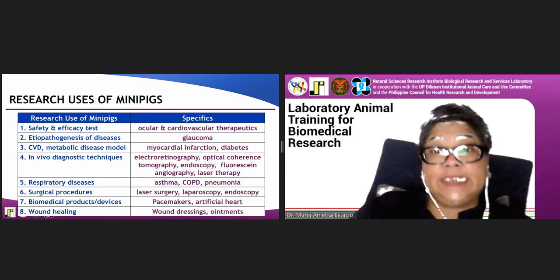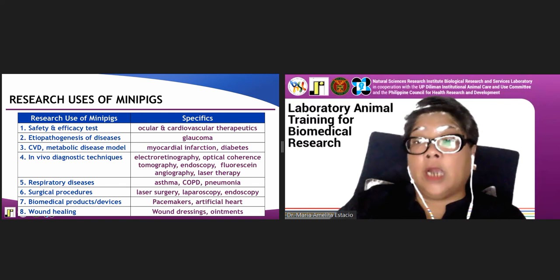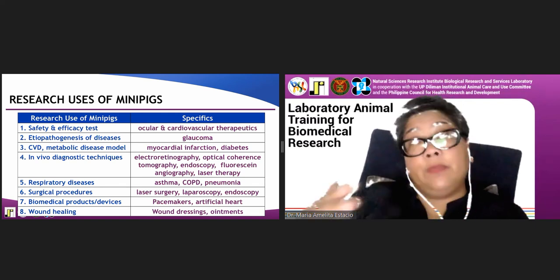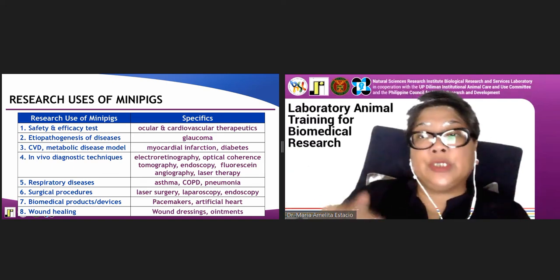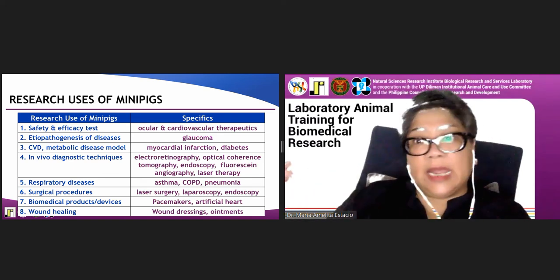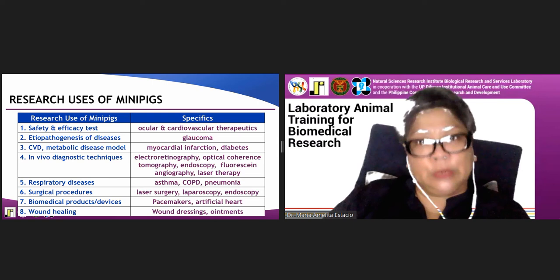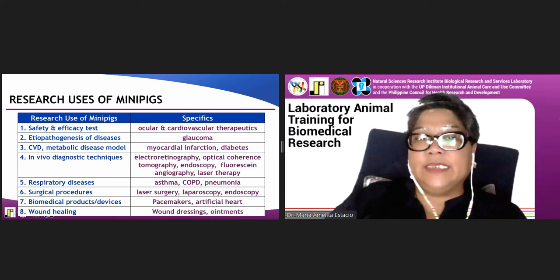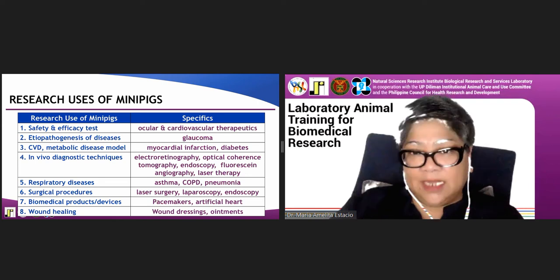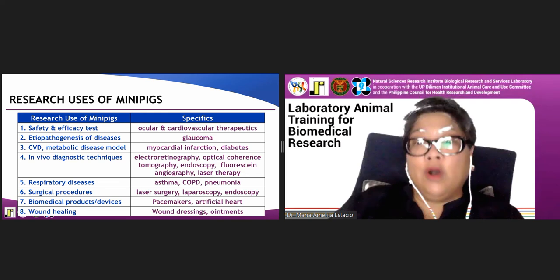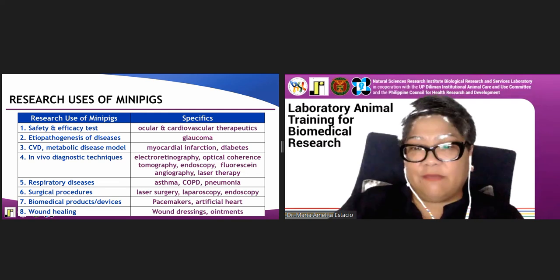The pig is a very good model for myocardial infarction and the best model for diabetes. So usually in diabetic research, you start with either the mouse or the rat, and before you do the clinical testing, you have to use the mini pig model also. So it's a very good model for glaucoma. It's a very good model for the various diagnostic techniques that we're using now in human medicine: electroretinography, tomography, endoscopy, angiography, the laser therapy.